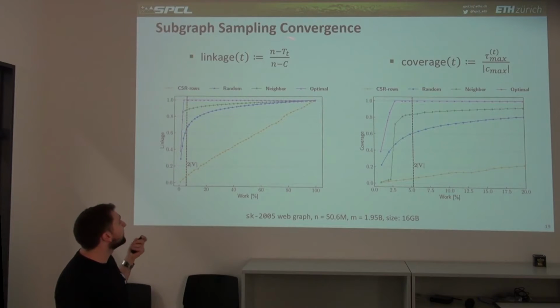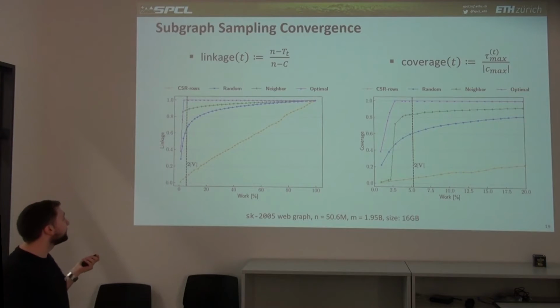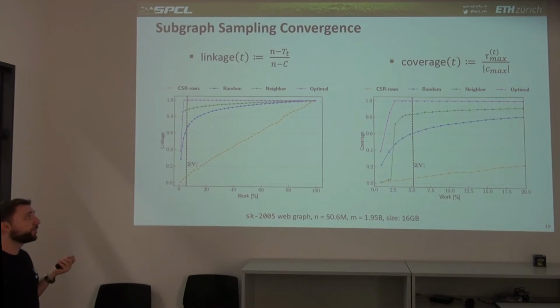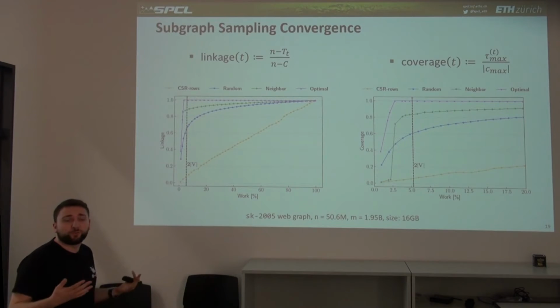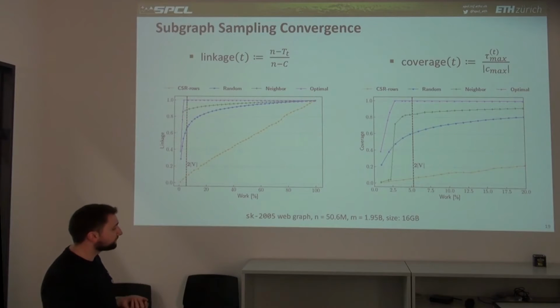So we again use the linkage convergence, which says how much we have converged from 0 to 1. And what you can see here is that sampling CSR rows is not really efficient. And our neighbor-based sampling method is pretty close to the optimal one. But this is something that we can get without any knowledge of the graph.